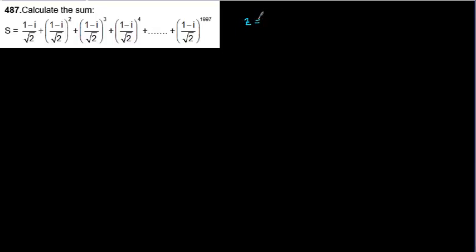I'm going to continue that way and try to find a sequence with it. If z is equal to (1 minus i) over root 2, then z square is the second one, z cube is the next, and it continues like that. Then z square is equal to ((1 minus i) over root 2) squared, which is numerator squared over denominator squared.